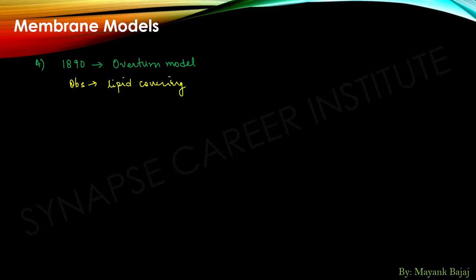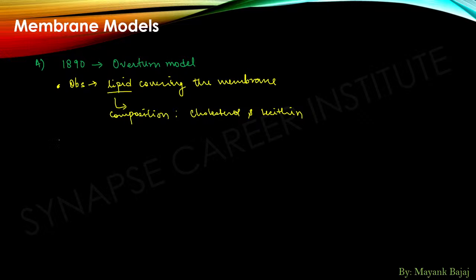Okay, so what was the observation? Lipid is covering the membrane, right? And they also identified the lipid composition. They said that the lipid that is covering the membrane is made of cholesterol and lecithin, which are some of the steroid, lipid molecules, right? So this was the first observation that they provided, and then what is the result that they gave?